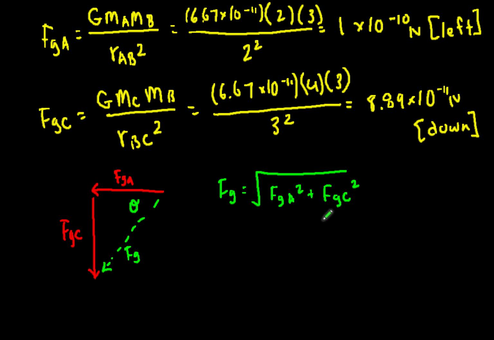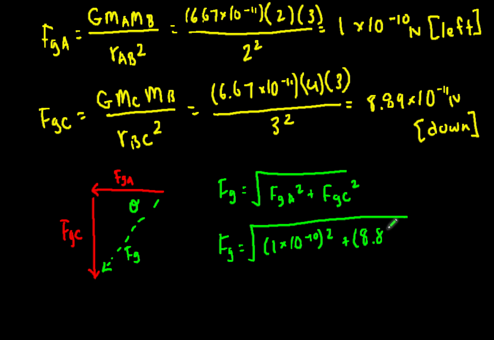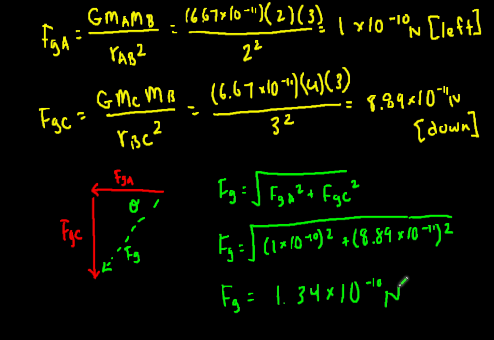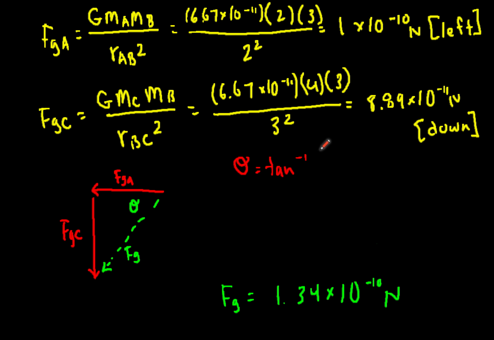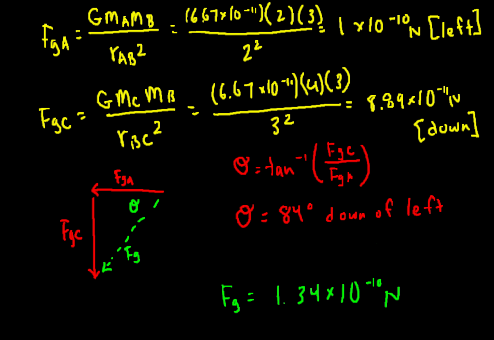So FG's magnitude is the square root of FGA squared plus FGC squared, which is 1 times 10 to the negative 10 squared plus 8.89 times 10 to the minus 11 squared, which gives us a magnitude of FG equal to 1.34 times 10 to the minus 10 newtons. Since it's a vector, we also need to find the angle. Theta is tan inverse of FGC over FGA, which gives us 84 degrees down of left, which means the force of gravity is 1.34 times 10 to the minus 10 newtons at an angle of 84 degrees down of left.